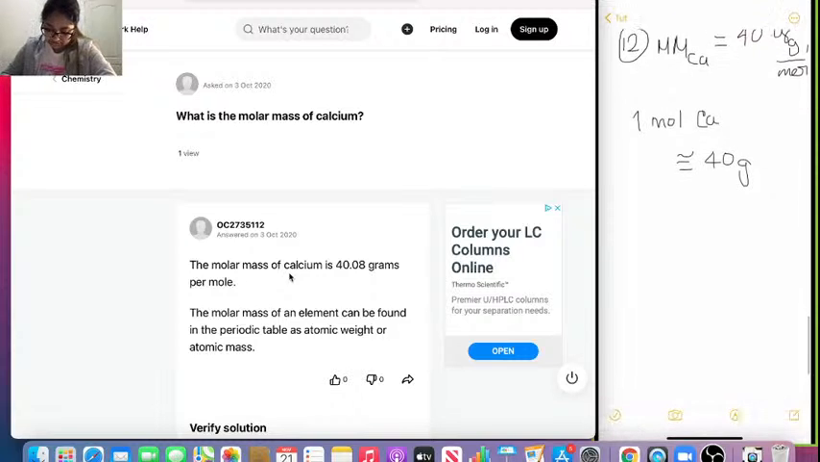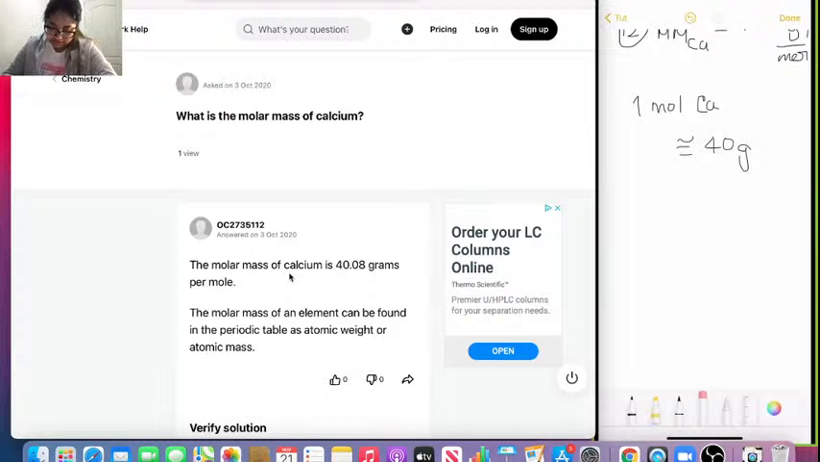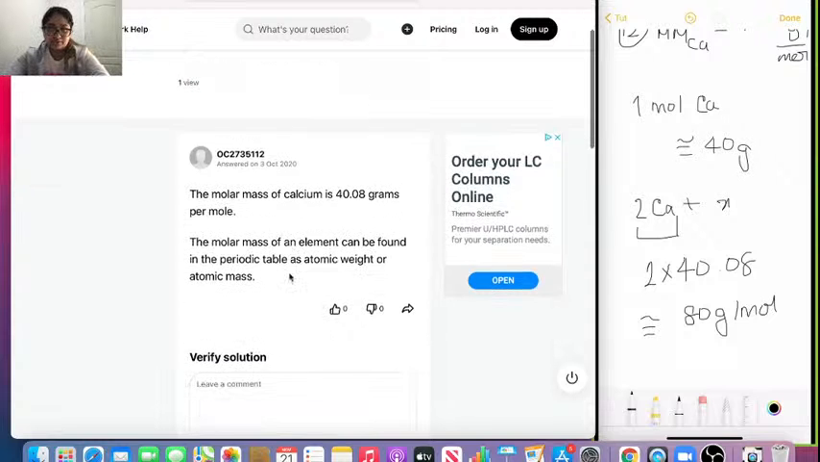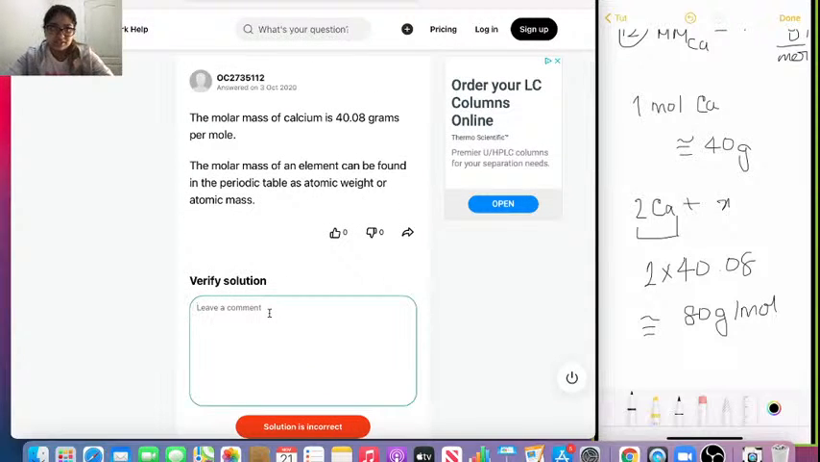So when you have an equation, the mole is represented by the coefficient. For example, if I have 2Ca plus, let's just say another element, X. To find the molar mass of this, you just have to multiply 2 times 40.08, which would be approximately 80 grams per mole. So this would be the molar mass of 2 moles of calcium, and one mole of calcium is 40 grams per mole.